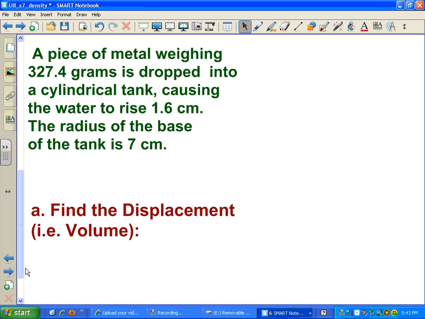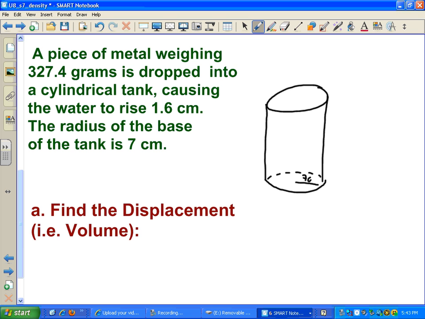So a piece of metal weighing 327.4 grams is dropped into a cylindrical tank, causing the water to rise 1.6 centimeters. The radius of the base of the tank is 7 centimeters. So let's start with a sketch. We have the cylindrical tank. It tells me that the radius is 7 centimeters.